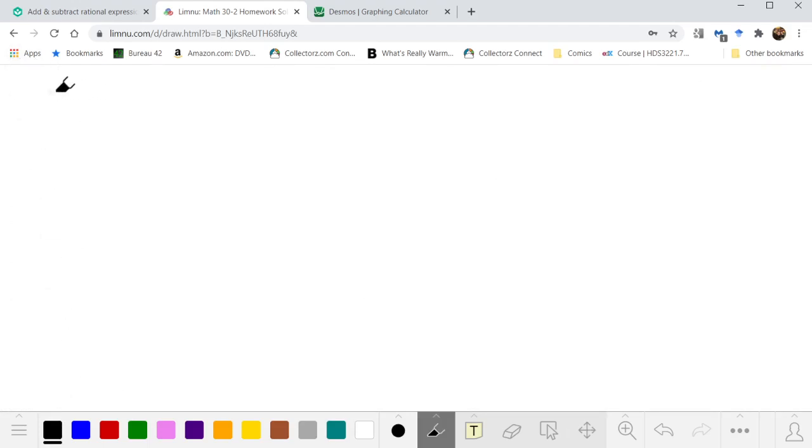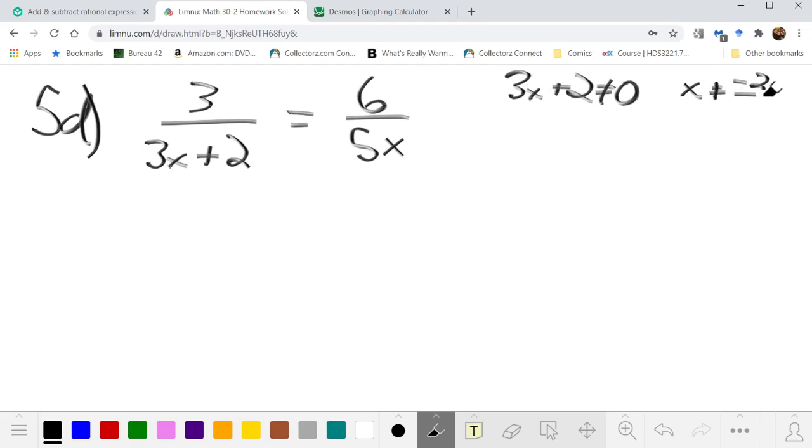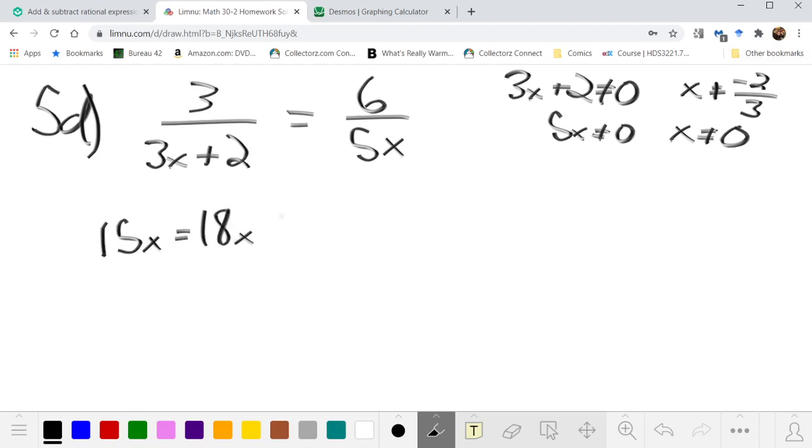And in the final part of part 5, 5D, we have 3 over 3x plus 2 equals 6 over 5x. In this case, we're going to have two non-permissible values. 3x plus 2 cannot be 0, leads us to x cannot be -2/3. And 5x cannot be 0 leads us to x cannot be 0. Now we have our two non-permissible values established. We cross multiply. End up with 15x is 18x plus 12.